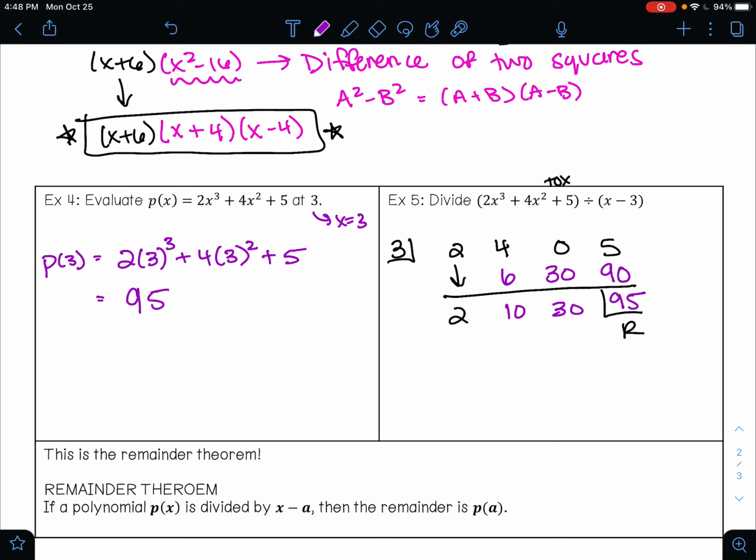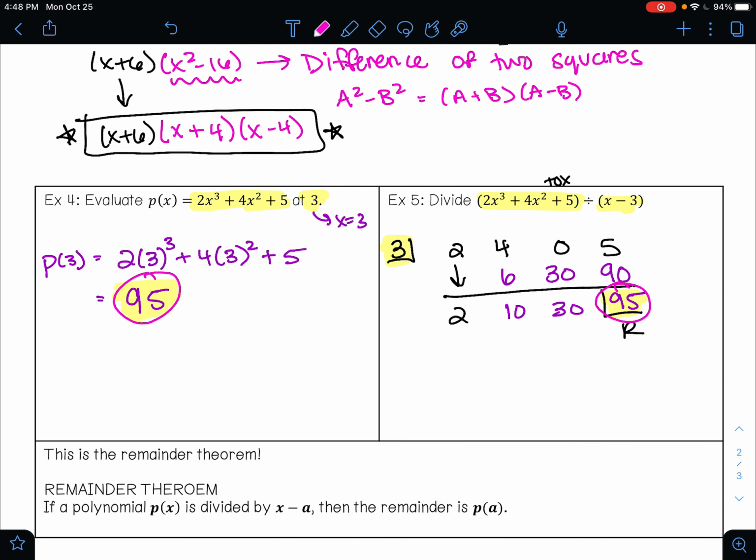What I want you to notice is that when we evaluated, we got 95. And when we did synthetic division, we got 95. You're getting the same thing. And so if you look here, p of x was the same as our polynomial over here. And then when it says evaluate at 3, that's what we were doing here. So we did the same exact thing 2 different ways, and in the end, we got 95.